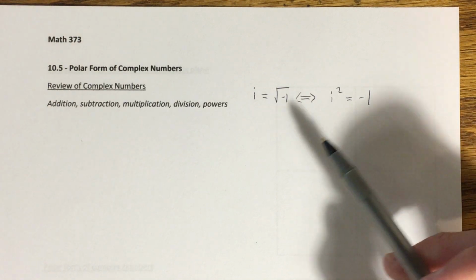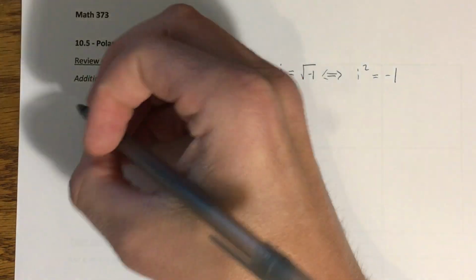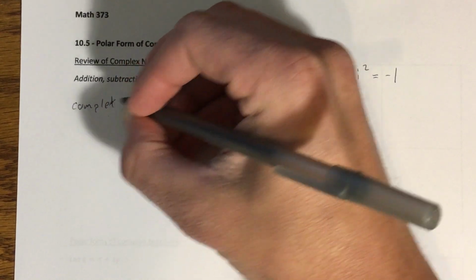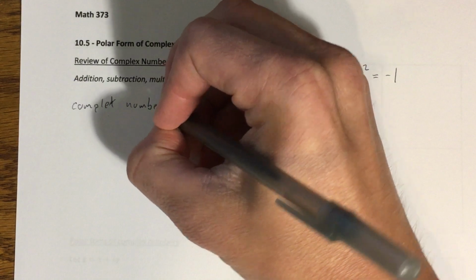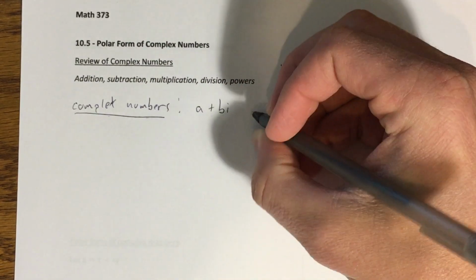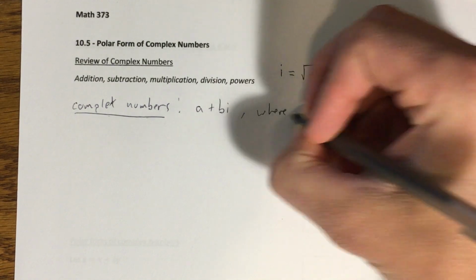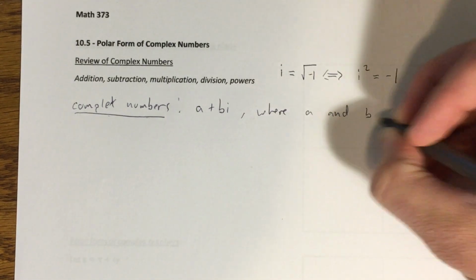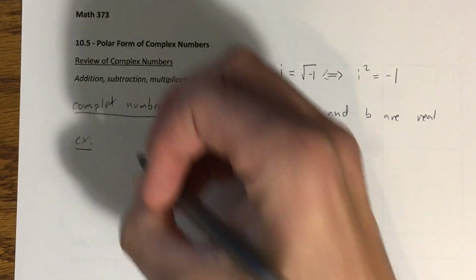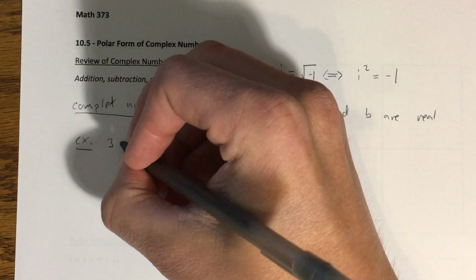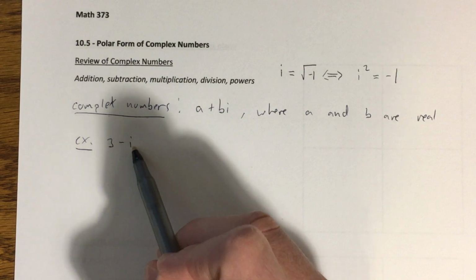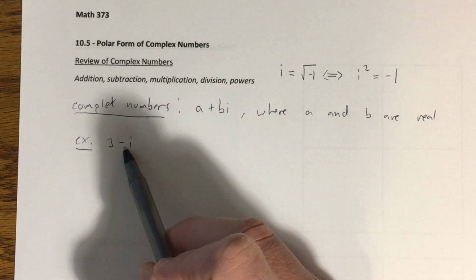So what then do we mean when we talk about complex numbers? Well, complex numbers are numbers of the form a plus bi, where a and b are real numbers. So examples of complex numbers would be 3 minus i. Notice that it's of the form a plus bi, where a would be 3 and b would be -1.